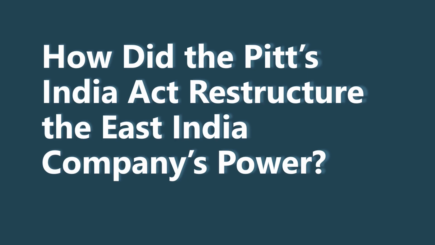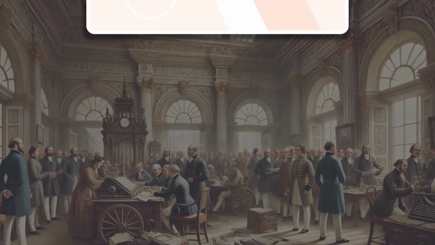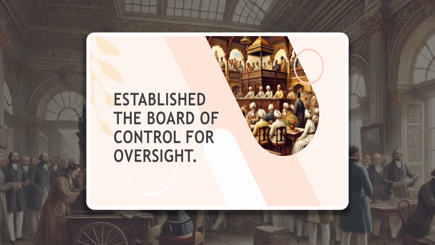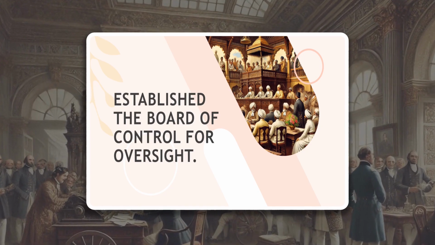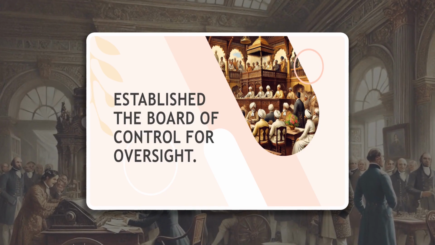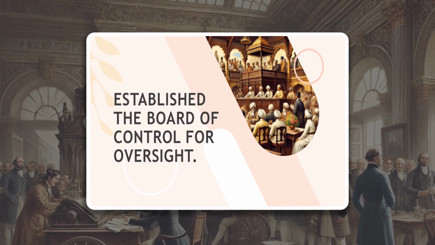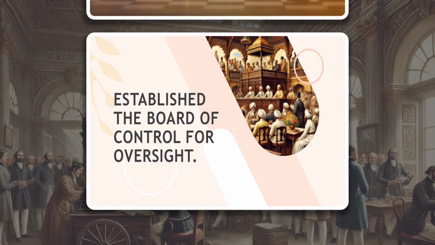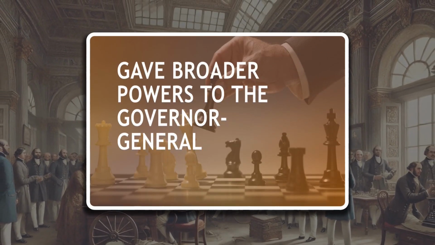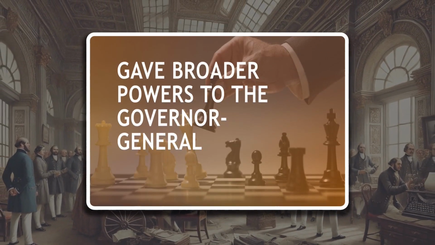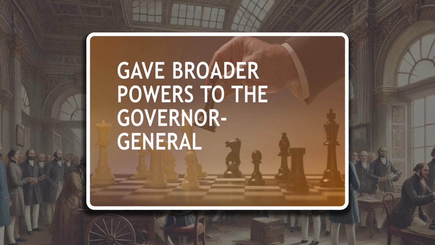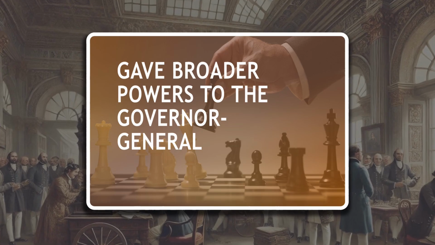The most significant impact of the Pitt's India Act was the creation of the Board of Control, a new body established to oversee the East India Company's operations in India. Before this, the company was largely free to make its own decisions with minimal intervention from the British Parliament. Now, the Board of Control, consisting of 6 members appointed by the British government, was empowered to supervise the company's affairs. It had the authority to direct the company's military and administrative decisions.